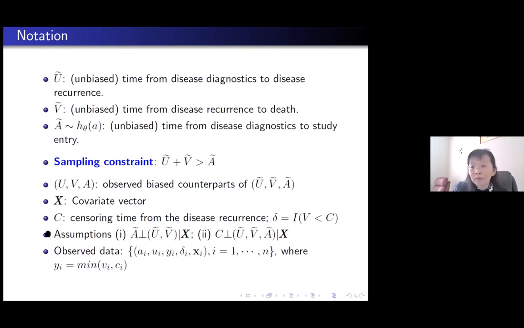Here we can observe the bivariate time only if the sampling constraint is satisfied. For the observed data, let U, V, A denote the observed biased counterparts of those in the target population. Here we assume two conditional independence assumptions, one for the truncation time, the other for the censoring time.